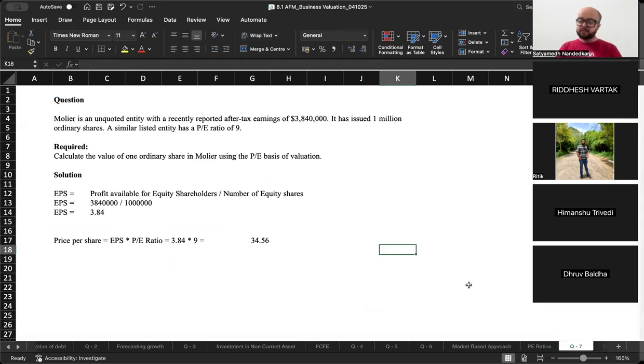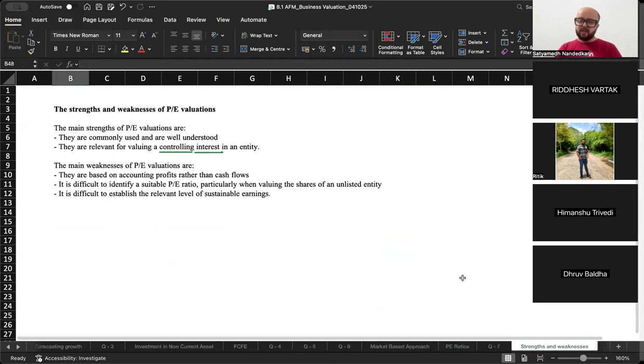Okay. Now, the PE ratio based method can be directly used in the paper. See, it's an easy method, easy to learn, easy to apply, easy to calculate. But see, they are based on accounting profits rather than cash flows. Accounting profits can be subjected to manipulation. Sometimes it is difficult to identify a suitable PE ratio when you are valuing the shares of an unlisted entity, right? Because see, when the company is listed, the market price is readily available on the stock exchange.